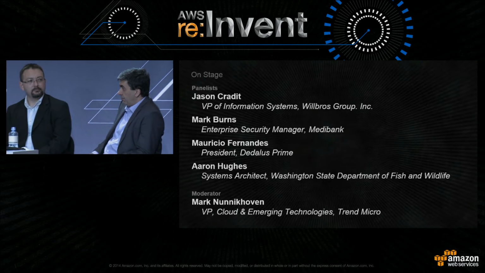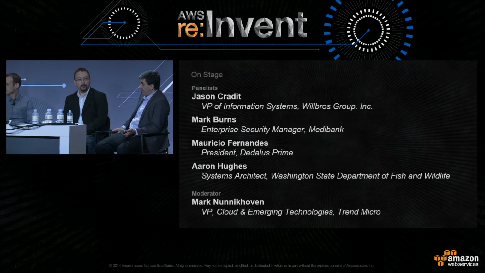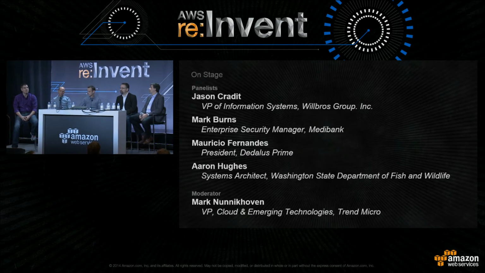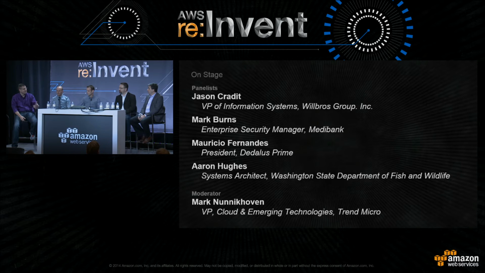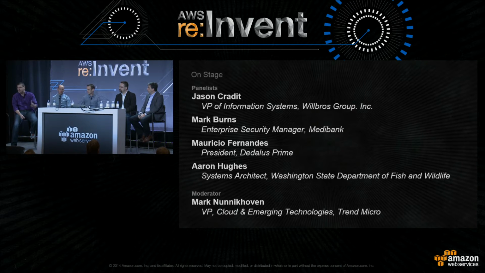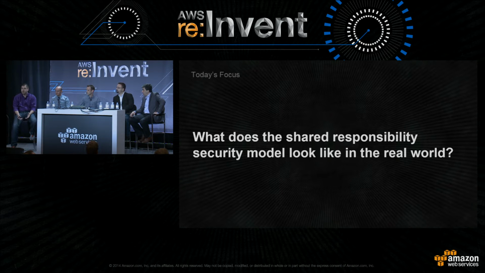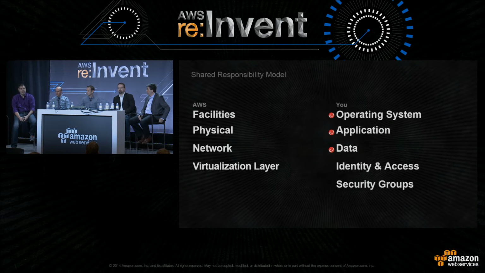So a very diverse panel, a lot of practical expertise of deploying real-world workflows in AWS, and very diverse sets of security requirements and regulatory challenges. So we're going to dive into that in this session. So our main question of our discussion today is, what does the shared responsibility security model look like in the real world? When you look into the AWS documentation and you hear their presentations, they explain that there's this thing called the shared responsibility model. And it looks like this.